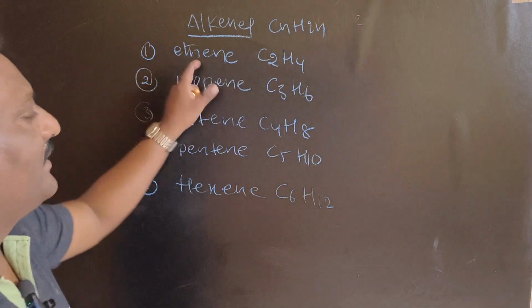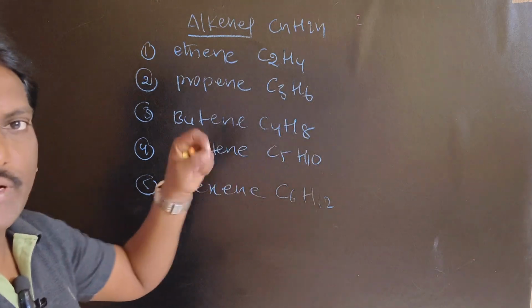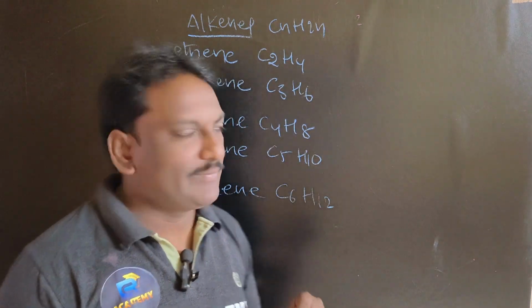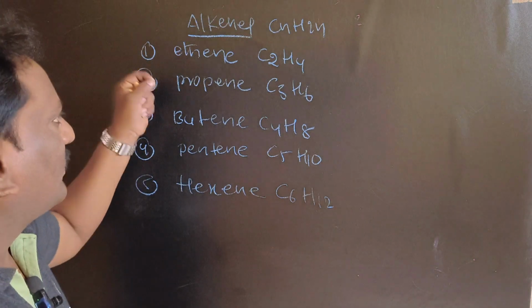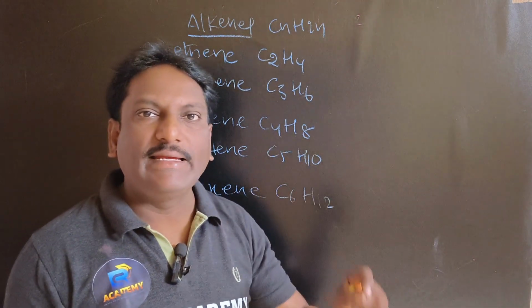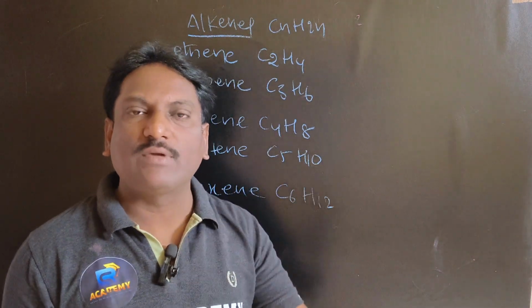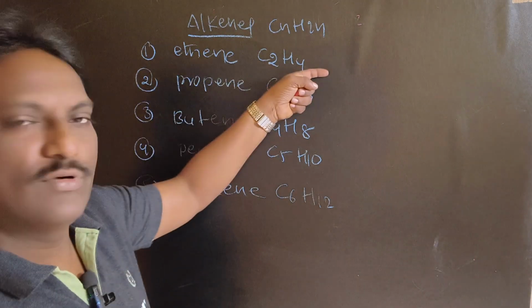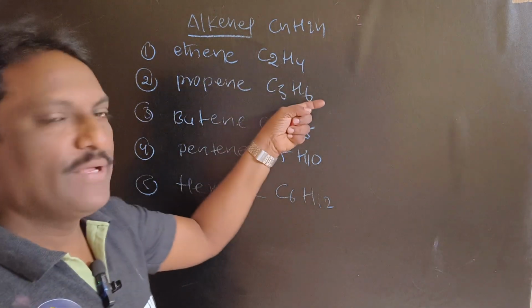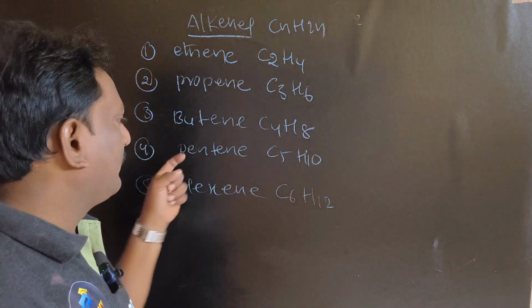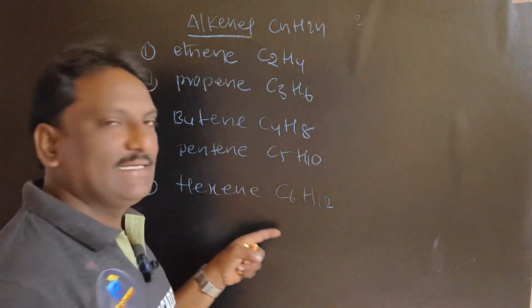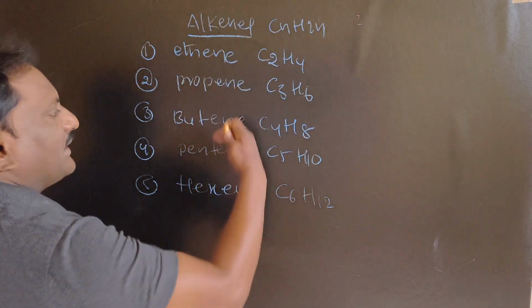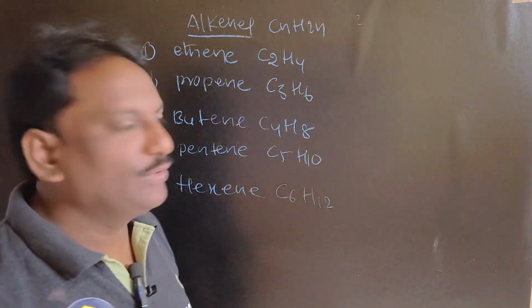So the alkenes general formula is CnH2n. The first member will be ethene because we require at least 2 carbon atoms to show a double bond between carbon and carbon. That's why the alkenes homologous series starts from 2 carbons onwards, that is ethene onwards: ethene, propene, butene, pentene, hexene. Right? And successive compounds differ by a CH2 group.